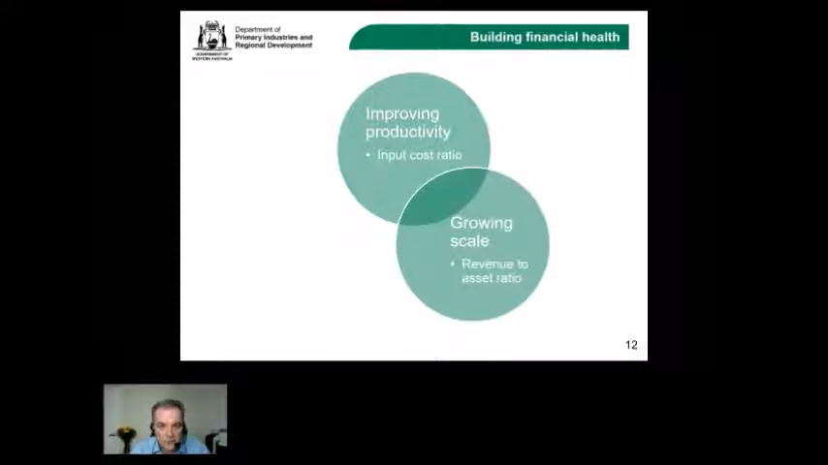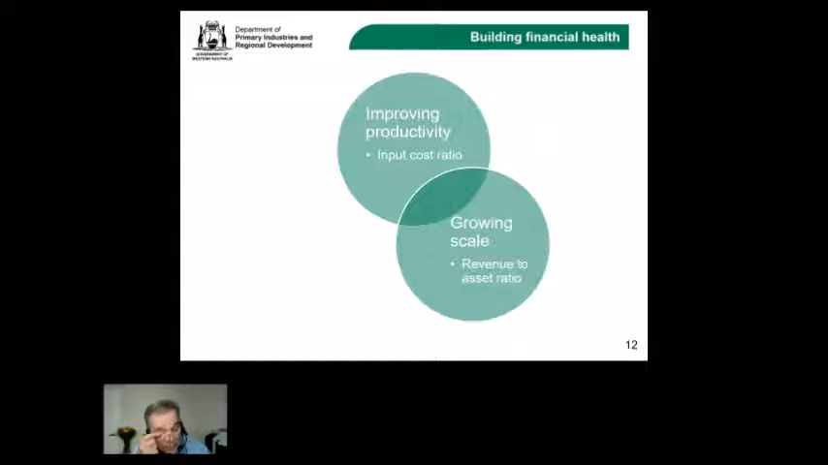We can try and grow the scale of the farm is another focus at this point in time as we're trying to improve our equity. And I guess there's a few options here. We could look at things like increasing our flock size if that's going to help our revenue to asset ratio. So our decision here is, by investing and growing the scale, is the return in terms of revenue going to be worth it? And that revenue to asset ratio can help us.